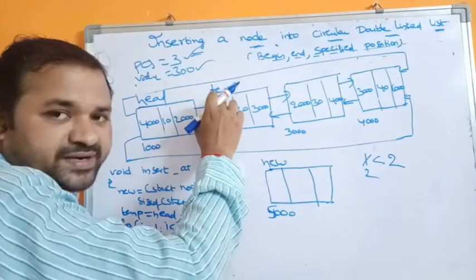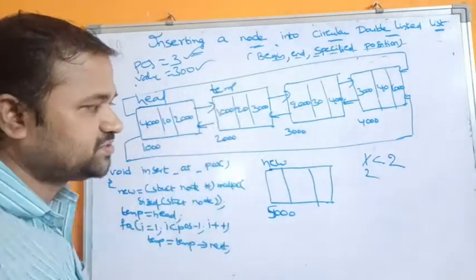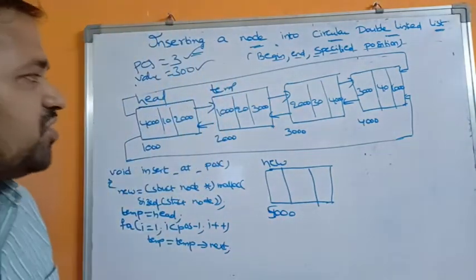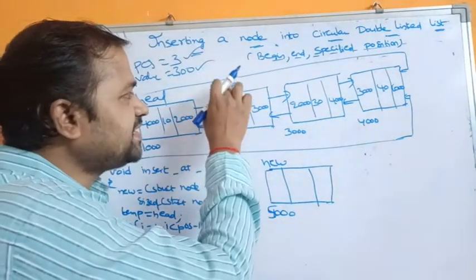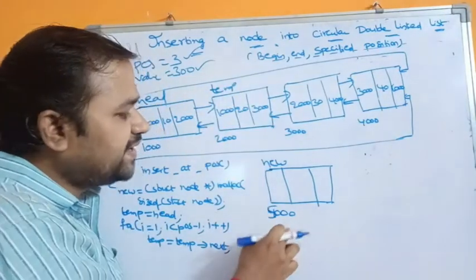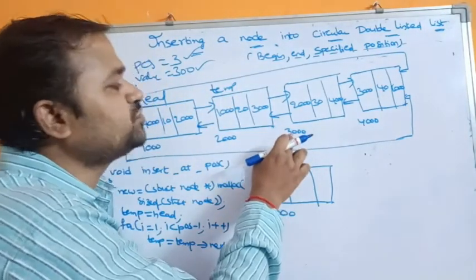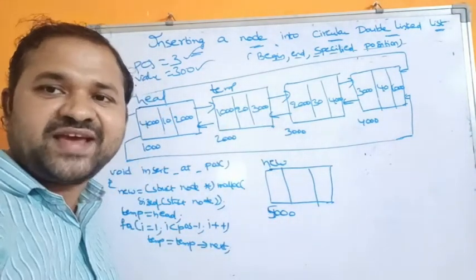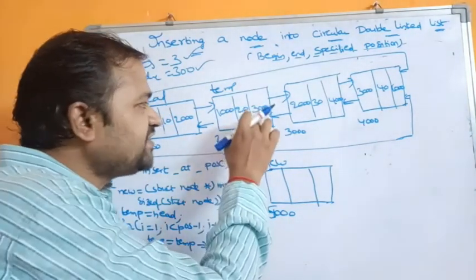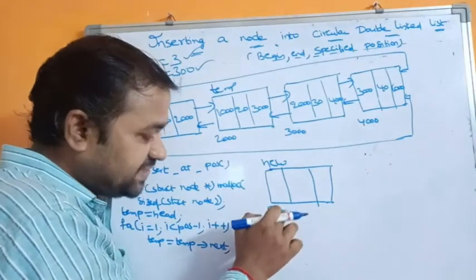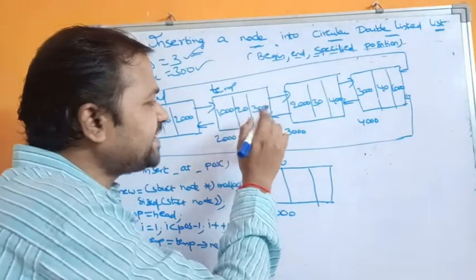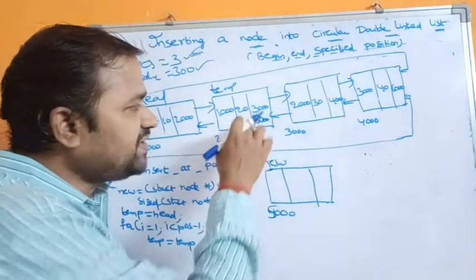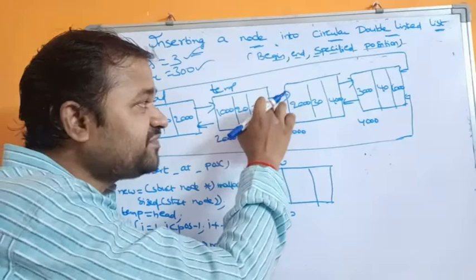Now where is temp? Temp is at the second position. So that means we have traversed the temp till we get the second position. So now what we have to do? We have to establish the connection from temp to new node as well as new node to this 3000 node. This 3000 is nothing but temp next. So which connections we have to establish first now? If we store a new address, if we store 5000 in temp next field, that means in place of this 3000 I stored 5000. Then what will happen? This 3000, this link will be broken.